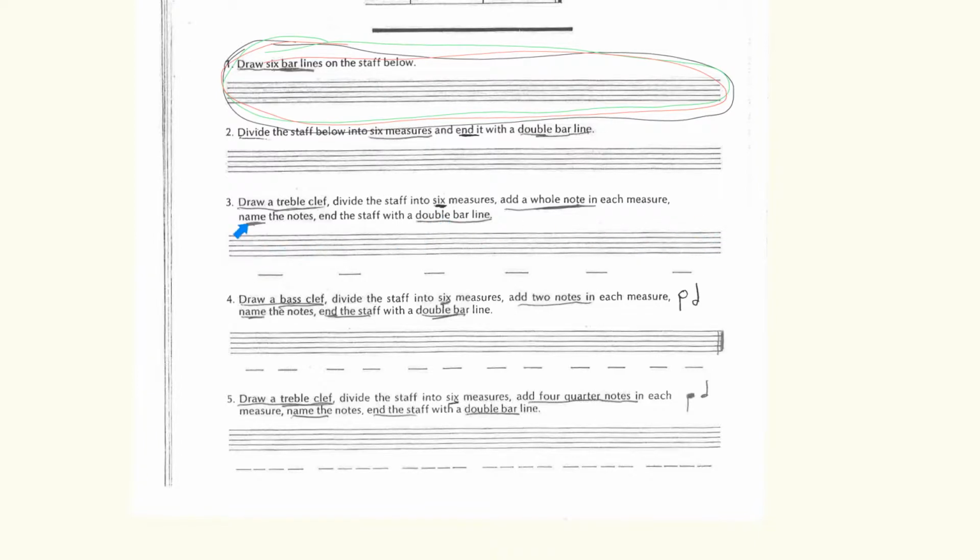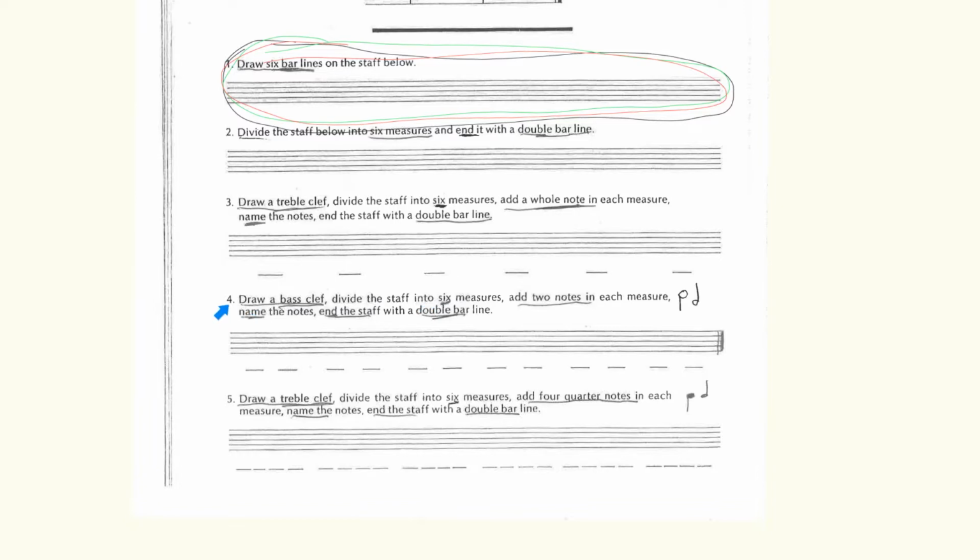Now you have to name the note. So you have to draw a treble clef, and you put a whole note in each measure, and you can put the whole note anywhere on the staff, from the bottom line to the top line, any space in between, but then name the note. So you draw your treble clef, draw your bar lines with a double bar line, and then draw a whole note, and then label what the note is. And they should all be different notes. Don't draw the same note for each one.